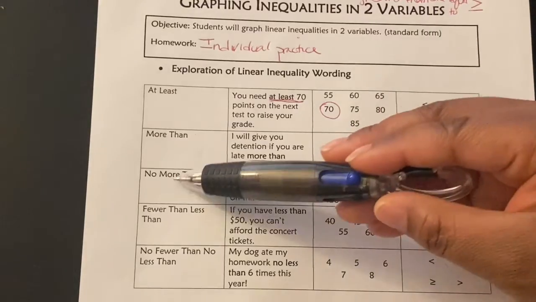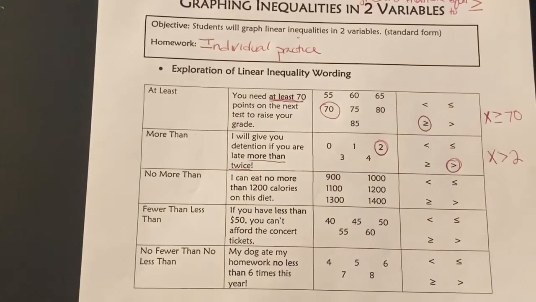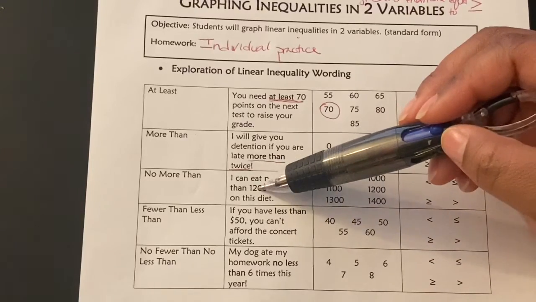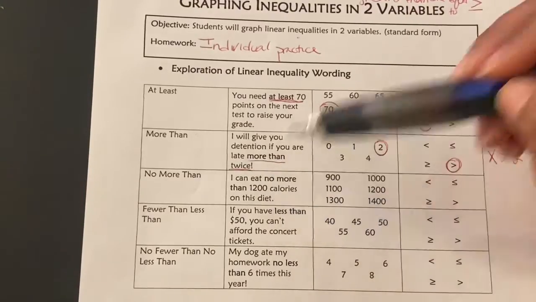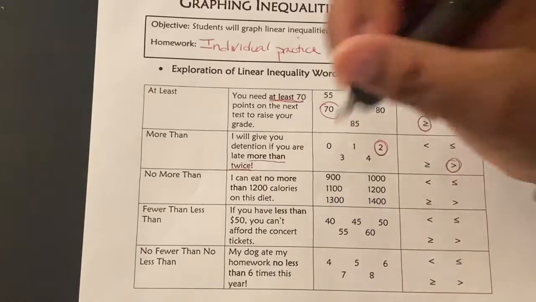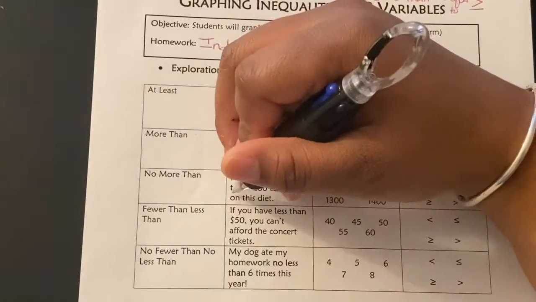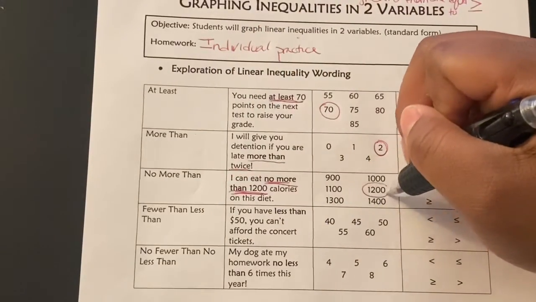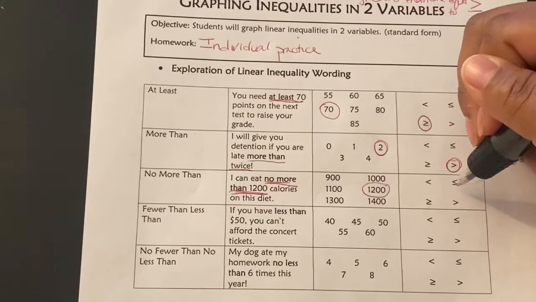Next up, no more than. No more than means that it cannot be more than. It can be whatever that amount is, but it cannot be more than that. Example, I can eat no more than 1,200 calories on this diet. Can I eat 1,200 calories? Yes, I can. Can I eat more than 1,200 calories? No, I cannot. So the number is 1,200.